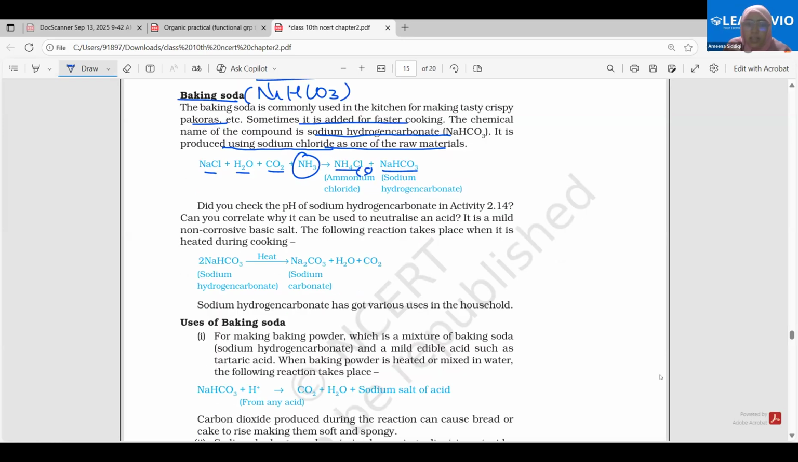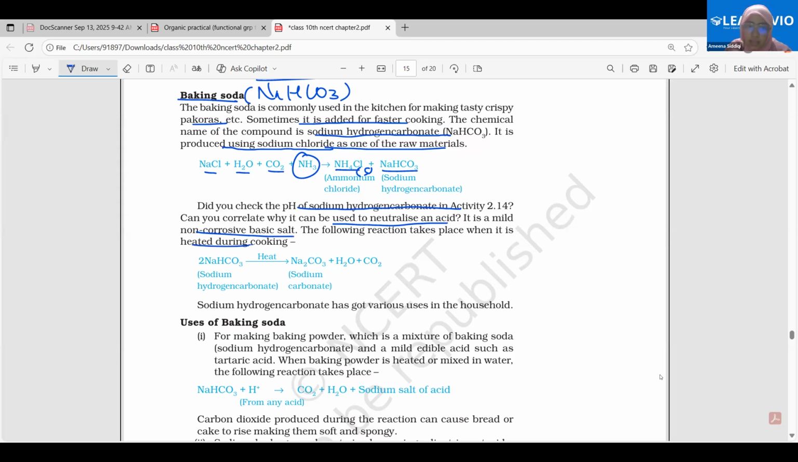Fine. Next point. What will be the pH of sodium hydrogen carbonate? Carbonic acid is a weak acid, then base, very slightly basic. Why can it be used to neutralize an acid? Yes, because it's a mild, non-corrosive basic salt. Sodium carbonate is slightly corrosive, therefore it cannot be used on the skin.